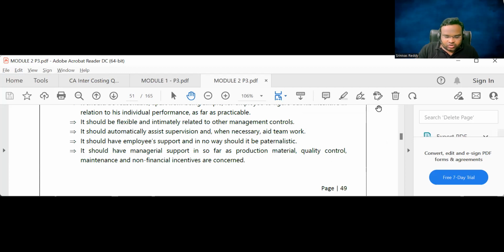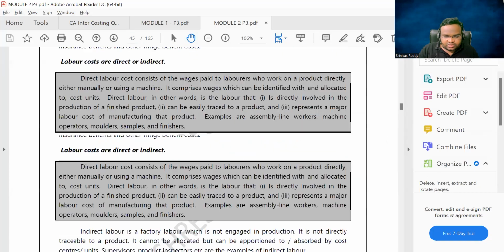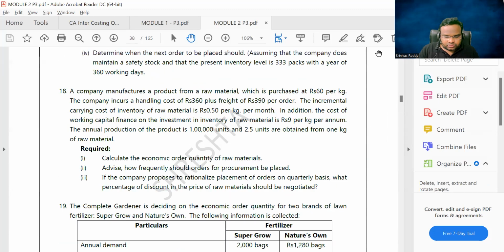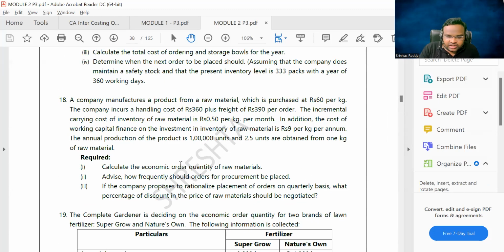So I'll be taking it to question number 18. See the question number 18 here. Calculate the economic order quantity of raw materials. How frequently orders should be placed, assuming 360 days in a year. If the company proposed to rationalize placement of orders, what percentage of discount should be negotiated on the raw material?